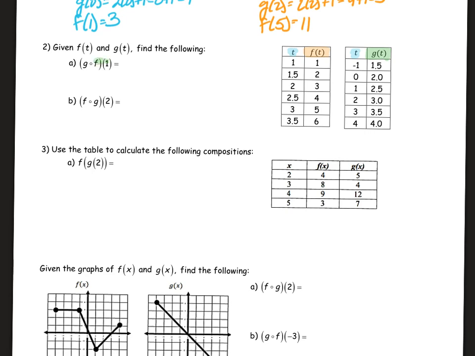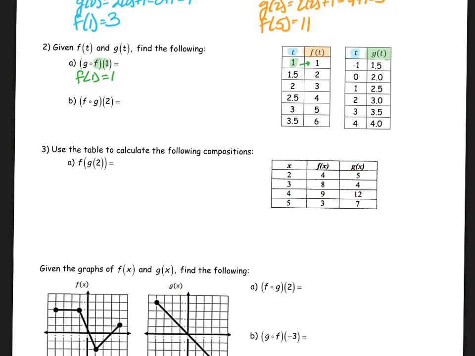It says find f of 1. So I'm going to go to my f table, and I'm going to find 1. So here's 1 in my f table. This is like my x, or my t in this case. So there's 1. So f of 1 equals, in this case, 1.